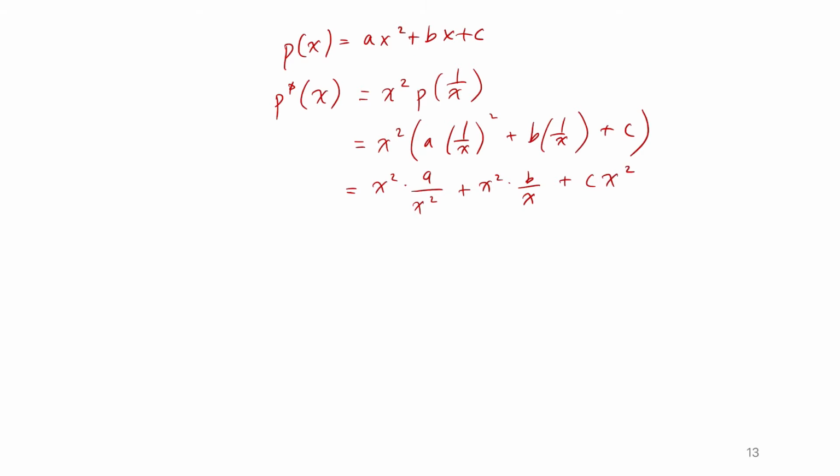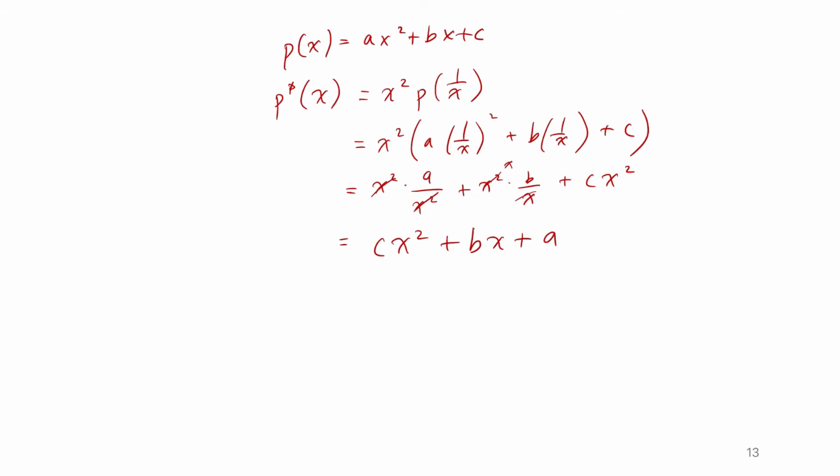You see where we're going with this? The x squares cancel here. This cancels. And we're actually left with cx squared plus bx plus a, which is what you get when you reverse the order of the coefficients. Does that make sense? So it happens to be the case that the reciprocal polynomial of a given polynomial, same degree, you just reverse the coefficients.